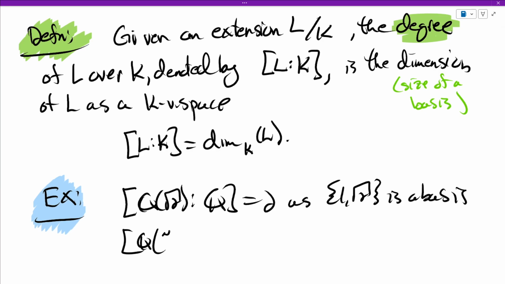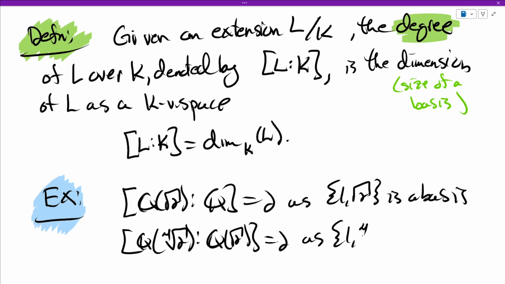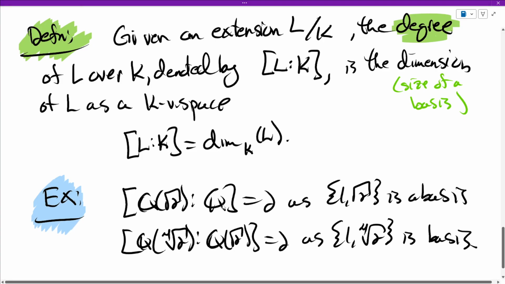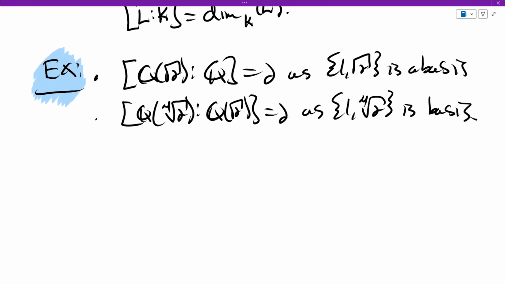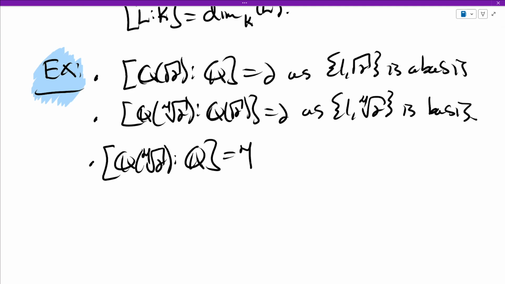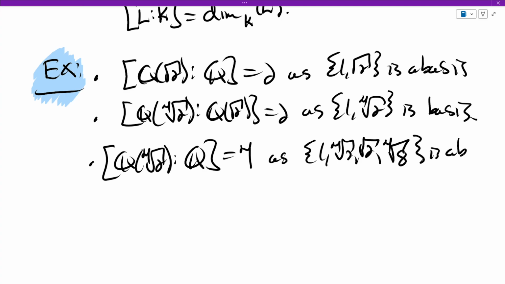What else did we compute? We computed the degree of Q adjoin the fourth root of 2 over Q adjoin the square root of 2. We saw that was also 2, as 1 and the fourth root of 2 is a basis. And then we also saw that Q adjoin the fourth root of 2 over Q has degree 4, as we multiplied these and those were a basis, and the basis has size 4. Okay, so we saw those examples already.